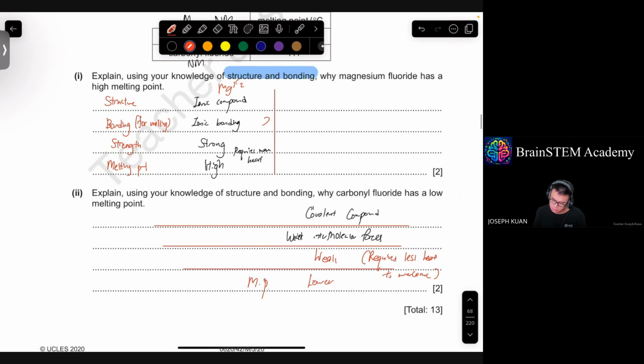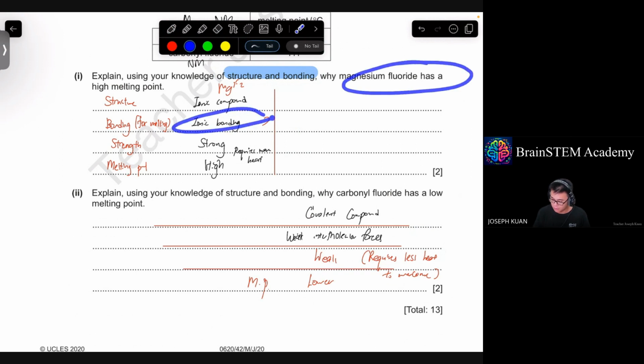It's an interesting way to do this year's question because they choose to separate them, but no worries, the concept should be the same. You just need to use the bonding to explain your answer. All right. For magnesium fluoride, it's ionic bonding. For carbonyl fluoride, it's weak intermolecular forces.